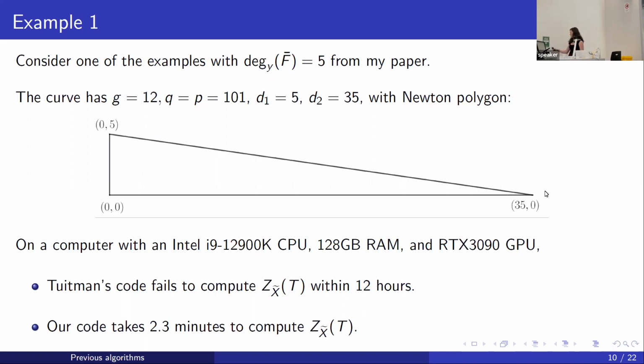On a computer with the specs stated on the slide here, I ran my code for the new algorithm, and I ran Teichmann's code for his algorithm plus the lifting code. And over 12 hours, Teichmann's code plus lifting didn't manage to compute the zeta function. I just killed it after 12 hours, but my code took just 2.3 minutes to compute the zeta function of the input. Lifting took a whole 37 minutes in itself for this one.